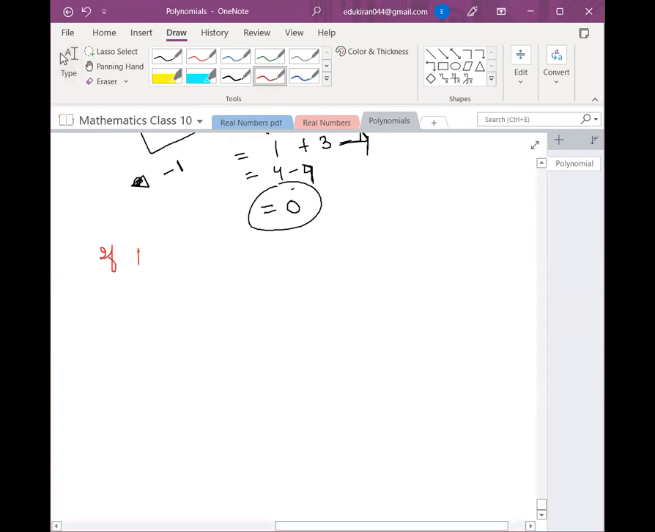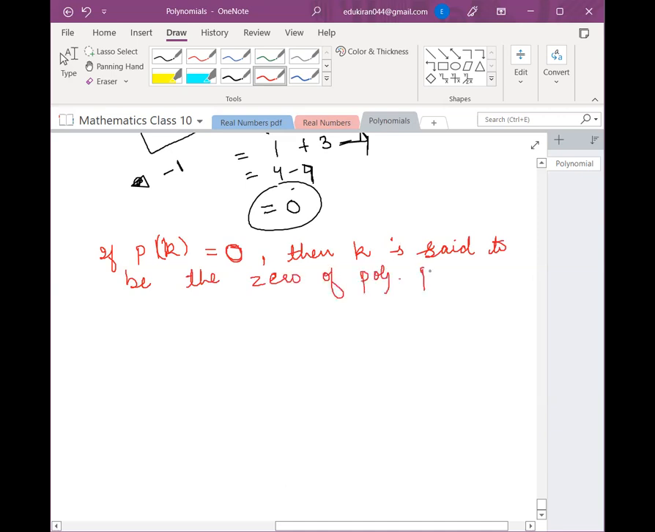So if p at k, there is some value k, is equal to 0, then k is said to be the 0 of the polynomial. Zero of polynomial p(x), right? So earlier it was p(x) and at some value of k it becomes 0. That means x is equal to k. So understood what is 0 of a polynomial? So 0 is that number at which you are going to get the polynomial to be 0.